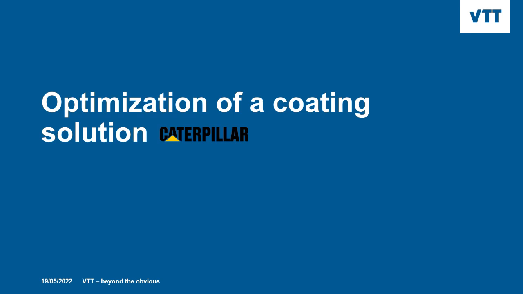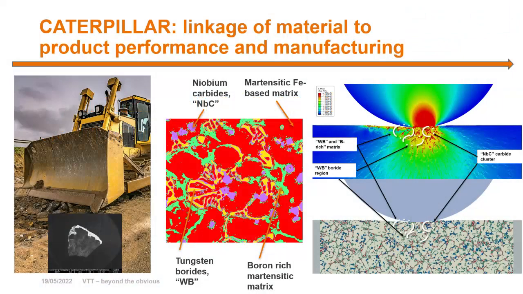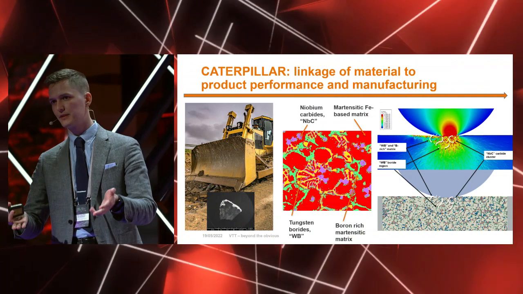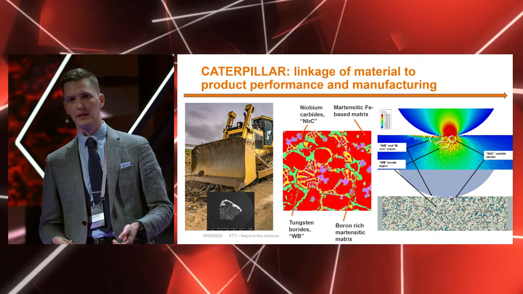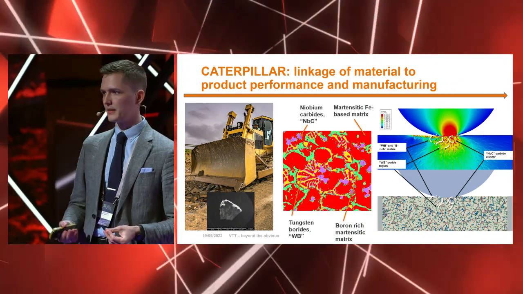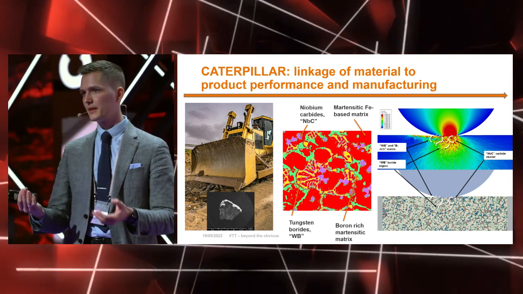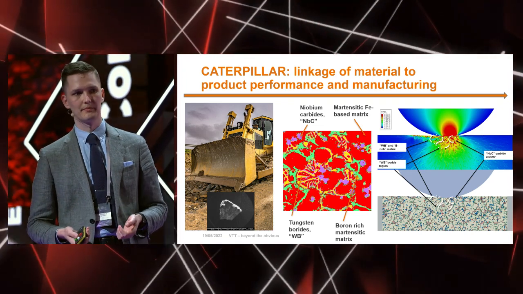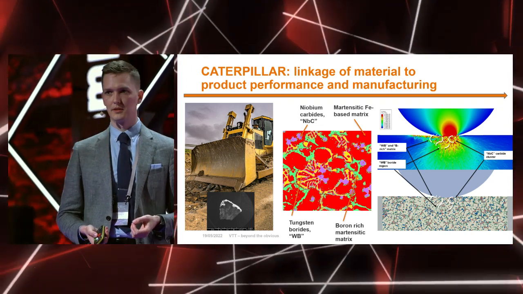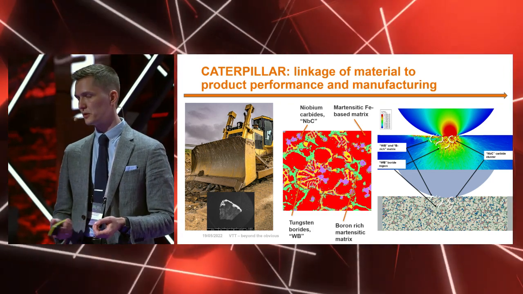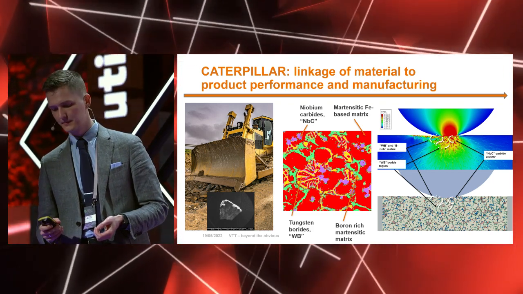Now, a bit about the optimization of coating solution for Caterpillar. You all know what a bulldozer is. It has its blade in front, right? It pushes gravel, sand, wherever we need it. However, it gets hit by little rocks, right? And the material slowly wears off. What we could do is hide it under some sort of a coating that is welded on.